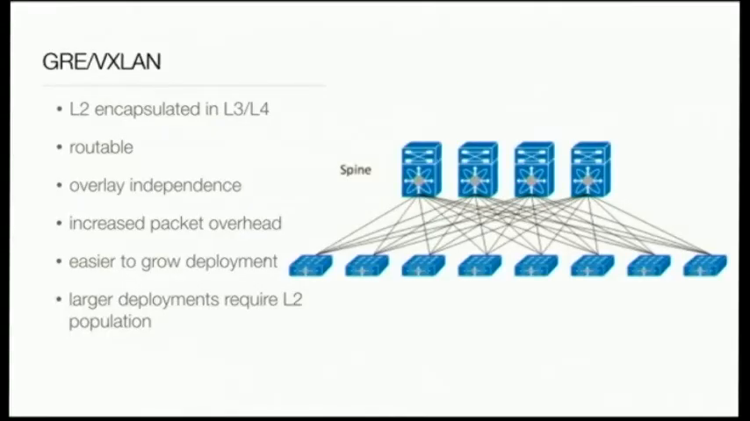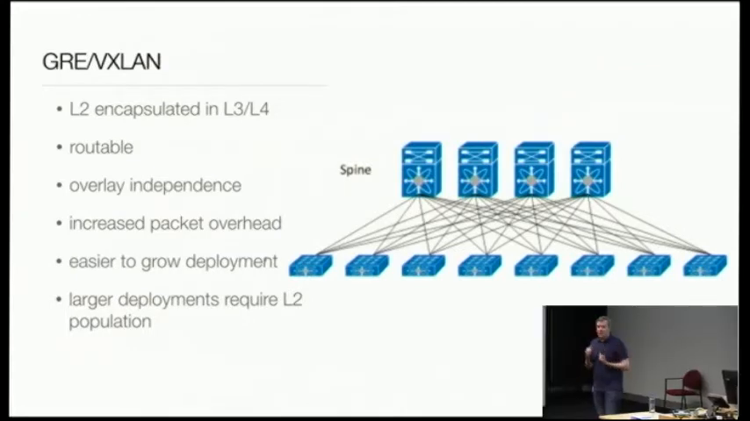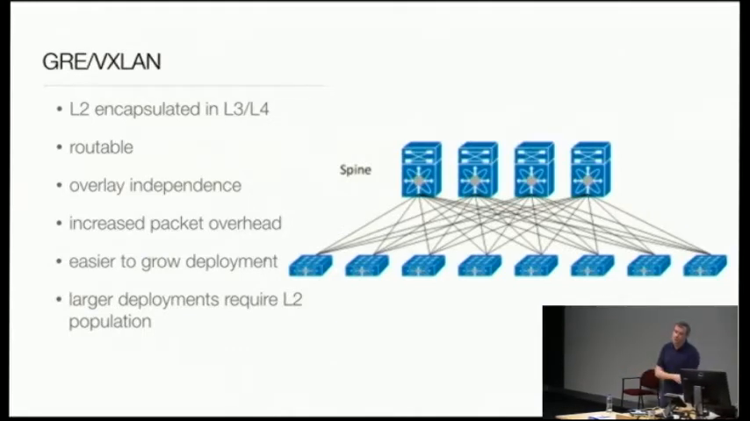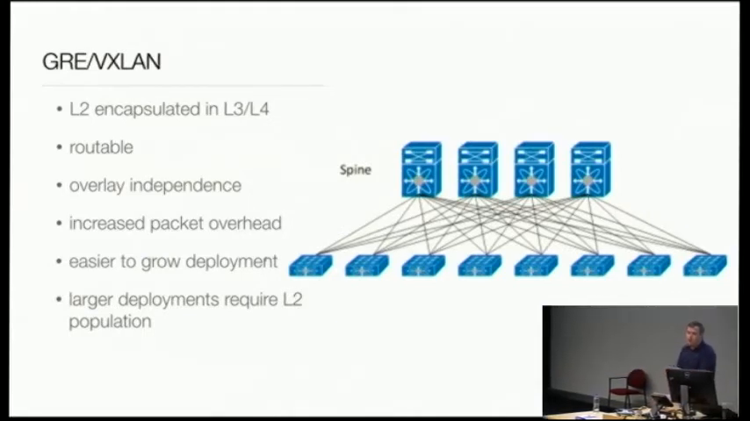Alternatively, we can do GRE or VXLAN tunnels. Basically, it's L2 encapsulated in layer 3, layer 4. It's routable. You can go with what you typically find in current data center design when you find different Clos fabrics. It's easy to expand because you can add racks at a time. It's immediately routable. You can move instances around because the tunnels make the location of the instance somewhat transparent.